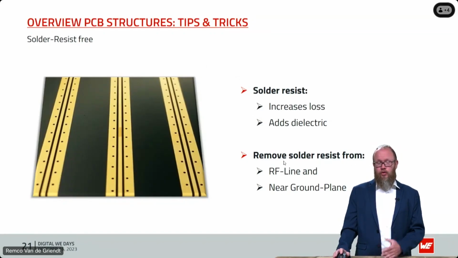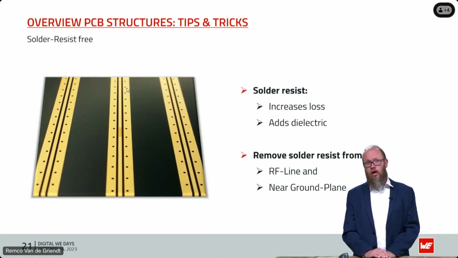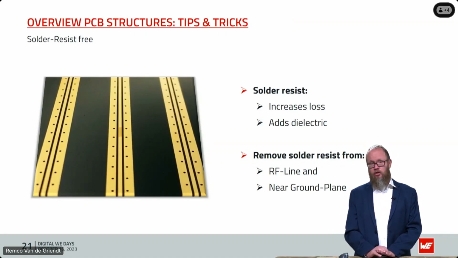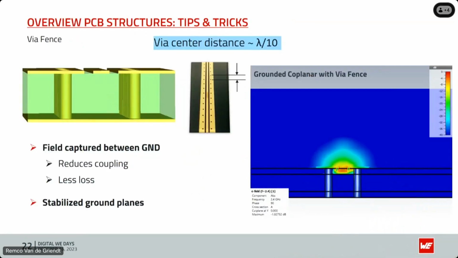So the best thing we can say is to remove the solder resist from the RF line, and if you are using grounded coplanar waveguide, also from the ground line. That's really an easy way to do it, and not the most expensive way. I already mentioned the via fence.